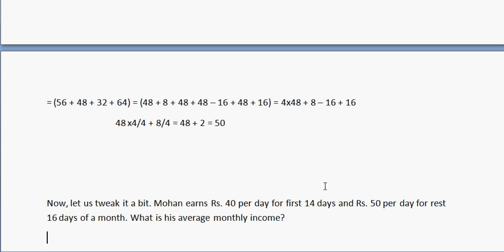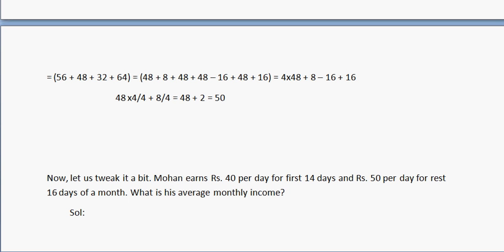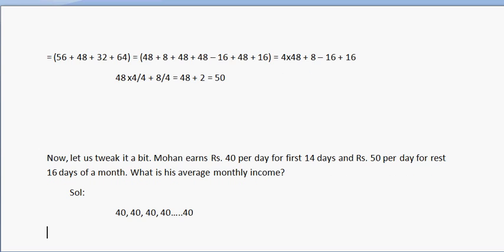So what is his monthly average income? It means we have 40 entries, we have 14 entries for 40, 40, 40, right? So these are 14 entries. Similarly we have 16 entries for 50, 50, 50. These are how many entries?